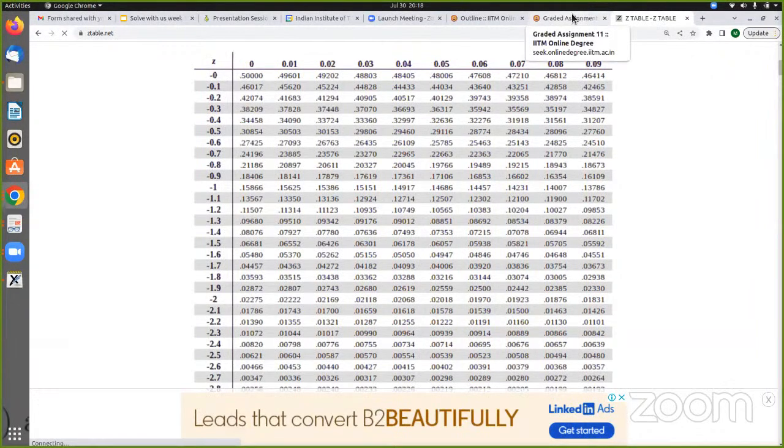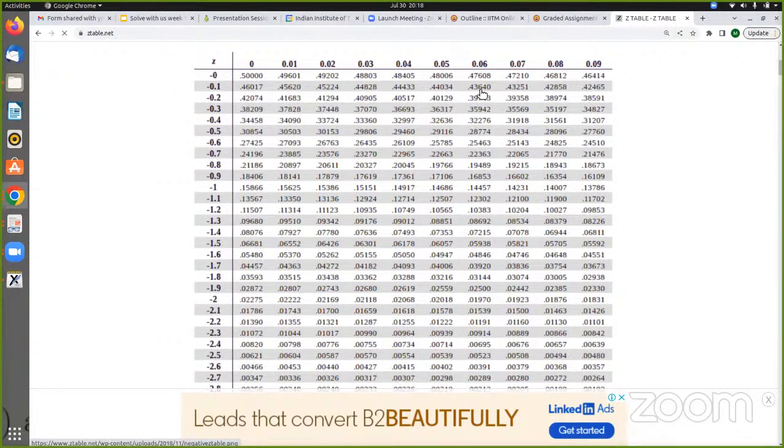Sir, can you please find FZ inverse of 0.025? Can you tell me where it is? It's given in the question itself at the top. Can you identify 0.025 in this table, where it is? Here it is. That is 0.6 and 1.9, minus 1.96.